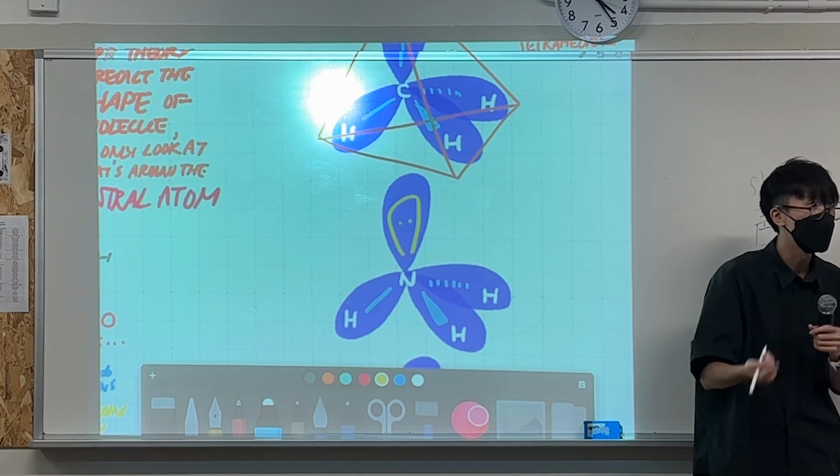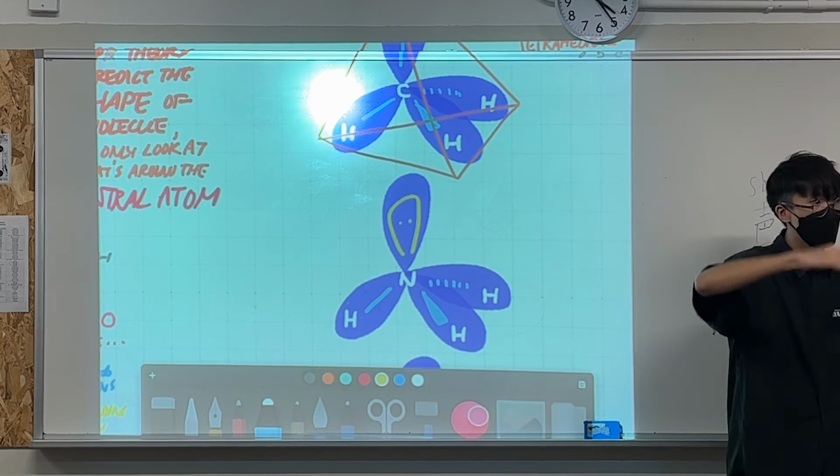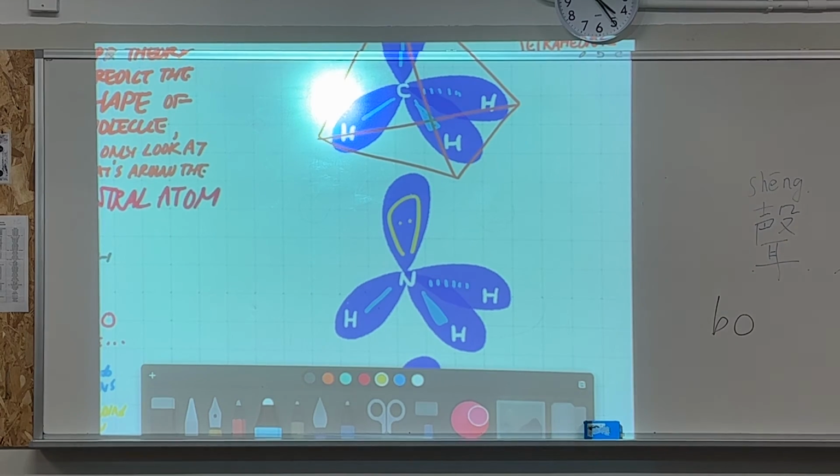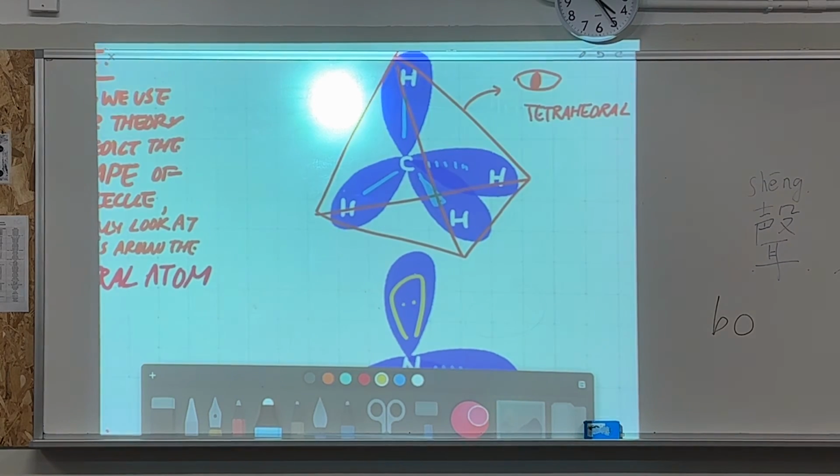It's more like a pyramid, right? You know pyramids, they tend to be shorter. They're shorter than a tetrahedral shape. Tetrahedral shape means all 4 sides are equal, right? So you see how many lines here? 1, 2, 3, 4, 5, 6. 6 lines. All 6 lines are equal in length for tetrahedral.